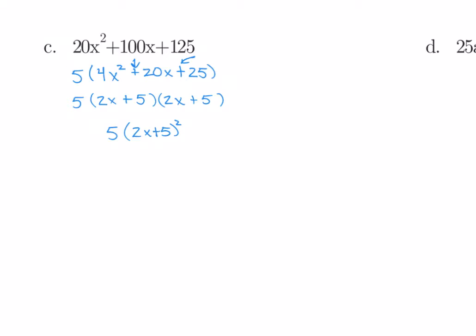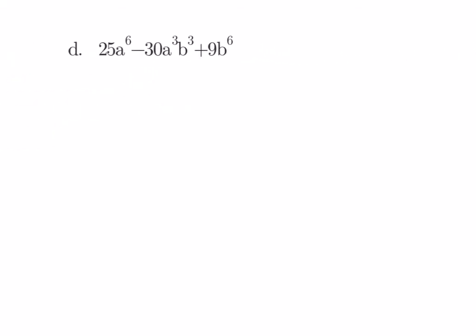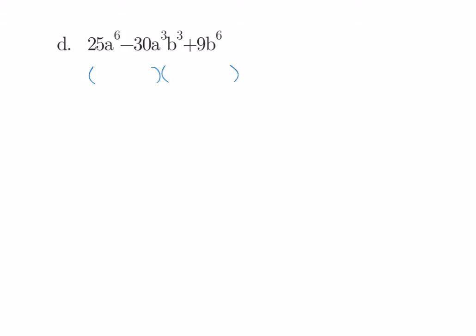All right, last one. For this one, don't get so worried about the 6's and the 3's. We're just going to go ahead and factor it. We don't have any common factors, so we want to go ahead and just do our regular factorings. So 25, what multiplies to 25? We get 5 and 5.